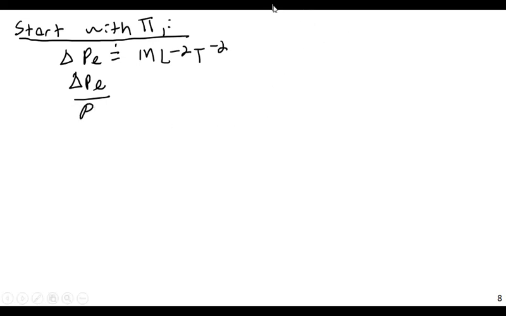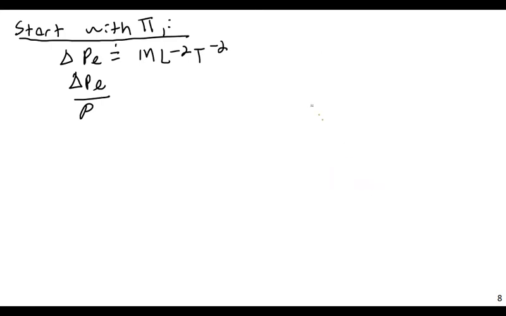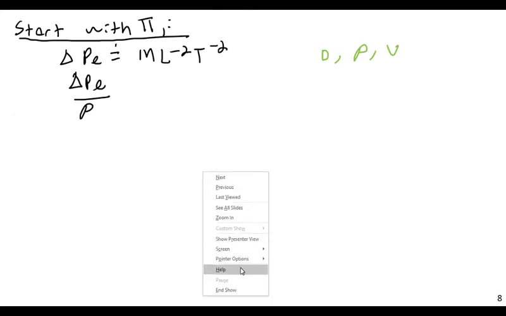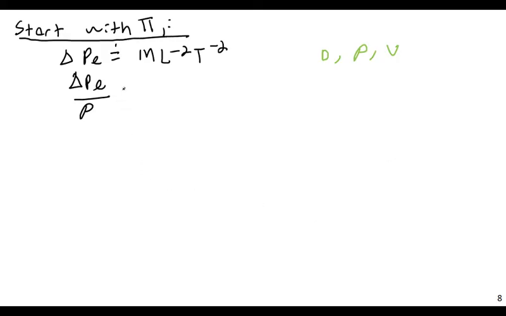So I know I'm going to have delta PL, but I'm also going to have my 3 repeating variables. So I already have delta PL, but I also need to work in here diameter, density, and velocity. So I need to find some multiplicative combination of these that will allow me to get a dimensionless term.